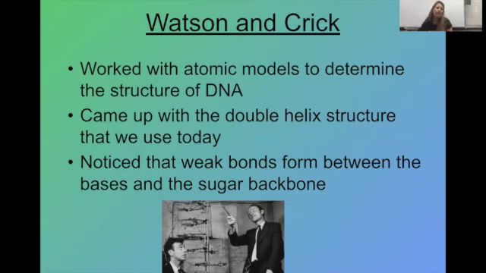Theory goes that they would have never really finalized their structure if they hadn't broken in and stolen Rosalind Franklin's work on this. And so there's a little bit of intrigue here. She didn't get credit for two reasons. One, she was dead by the time they got their Nobel Peace Prize, but two, she was a chick. And at this time period in history, chicks weren't valued that much.